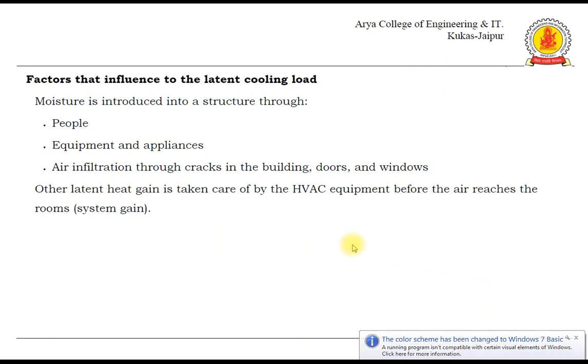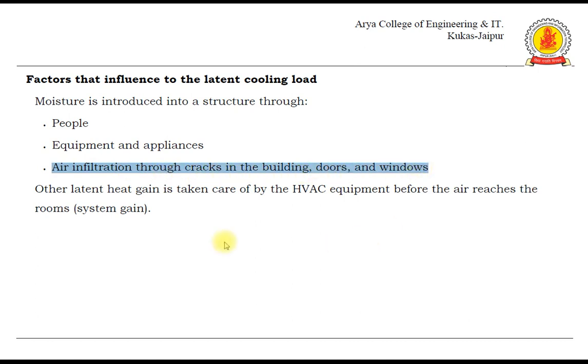What are the factors that influence latent cooling load? Latent cooling load is basically due to moisture that is introduced in the structure, and this can be introduced through people, through some equipment, some appliances, and basically most of it is air infiltration through cracks, building, door, window. Any other latent heat gain can be taken care of by refrigeration equipment before the air reaches the room. So there is no problem with that.